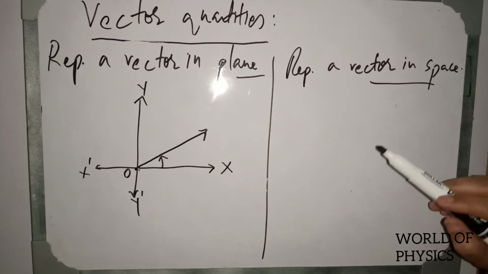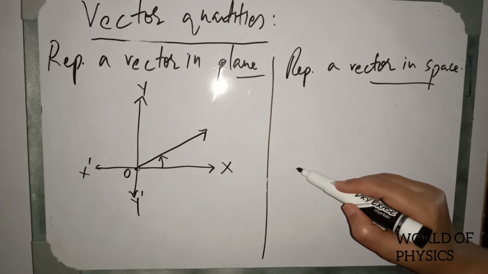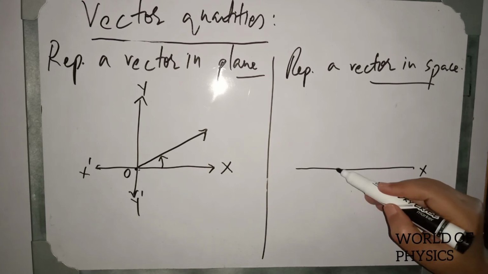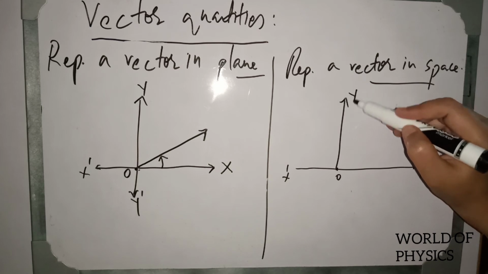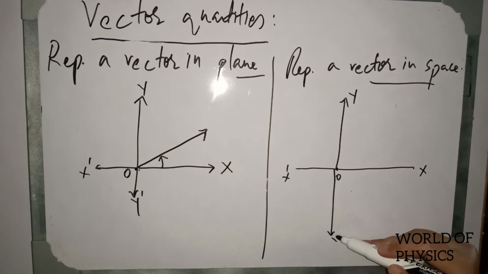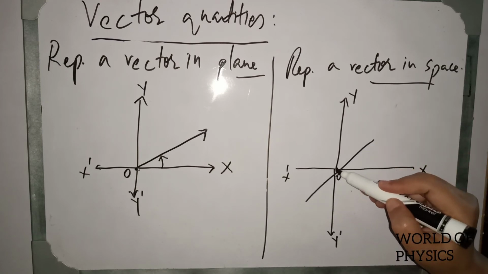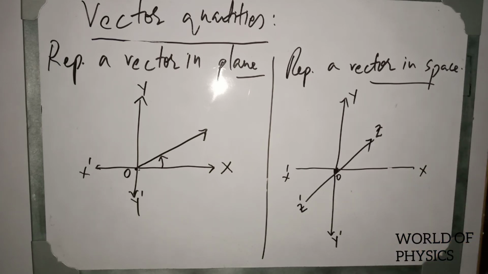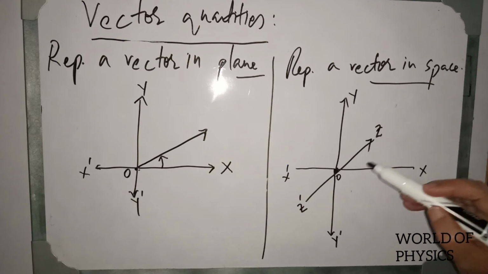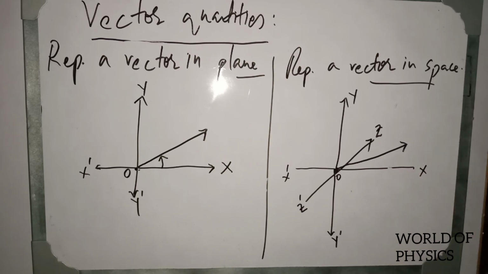Now we are going to represent a vector in space. To represent a vector in space, that is three-dimensional, three mutually perpendicular lines, these are called x, o, x prime, then perpendicular to this one y, o, y prime, and perpendicular to both of these z, o, z prime is drawn. Now the vector will be represented in between these two, like here the vector will be represented. This is the original vector.